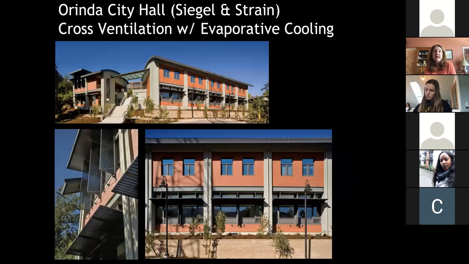Another local example, which you actually saw in the wind tunnel as well when we did our tour, is the Orinda City Hall, done by local architects Siegel and Strain. They have these evaporative coolers. They're also sometimes called swamp coolers, but I don't recommend that name because I think it gives the wrong impression. I think it's one of the reasons people have steered away from it, just the terminology we've used for it. This building uses evaporative cooling. It also does a lot of cross ventilation, and that's why you saw the model of it in the wind tunnel. That's what we were studying.